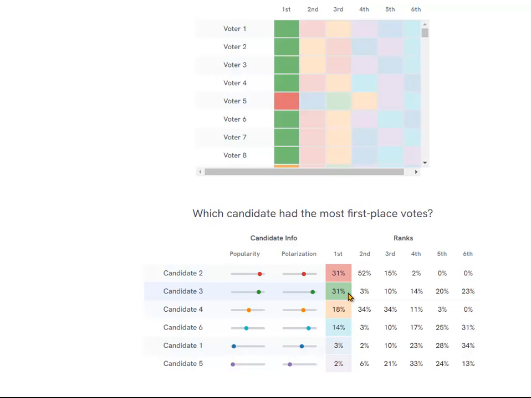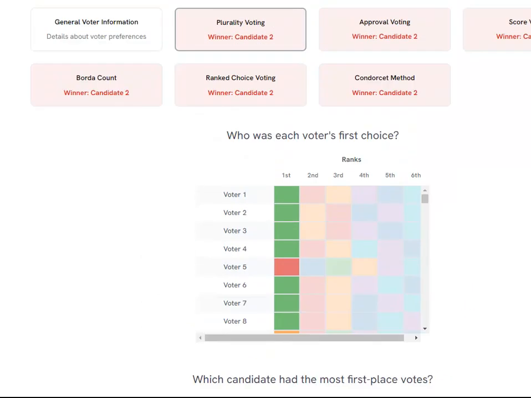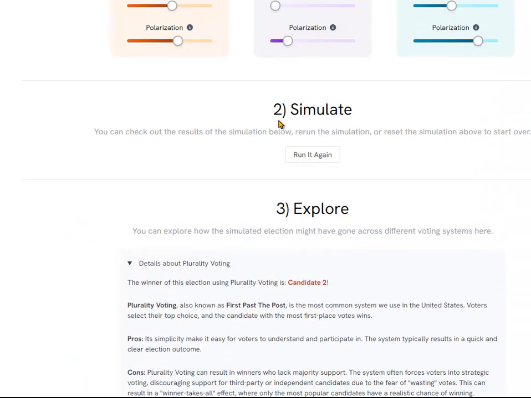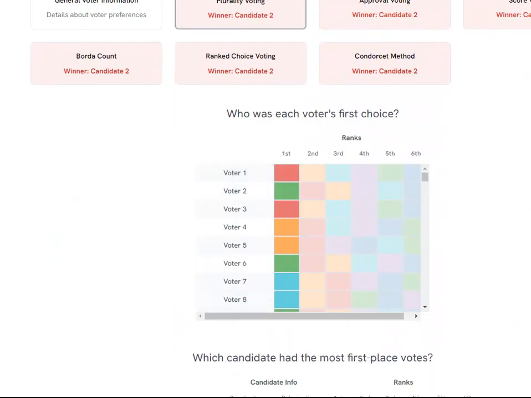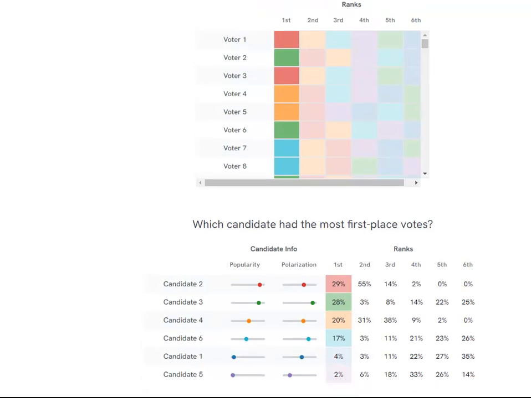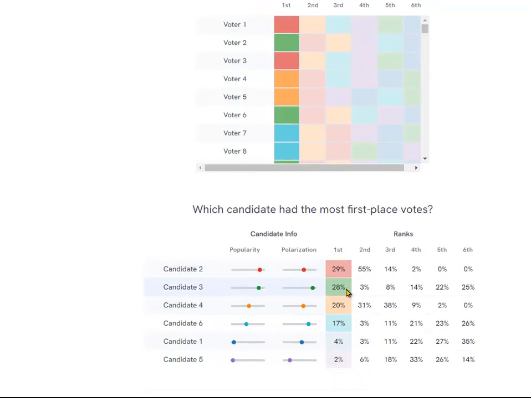Not the best example, but in any case, the one who has the most votes at 31% wins this particular election. I'm going to run this again here to get rid of these two being almost the same. So here you go, run again. There we go. The simulation is going to scroll down. Now notice I already get different results here. And this time around, 29% versus 28%. It's a little bit easier to see, right?